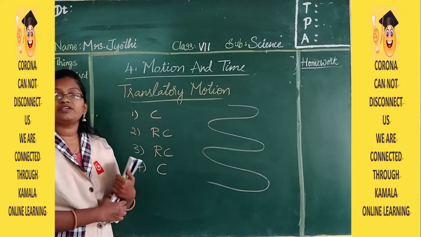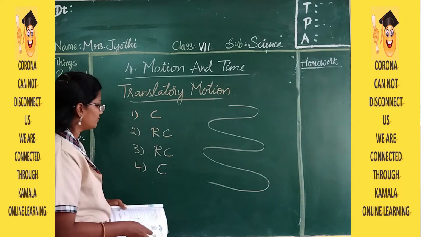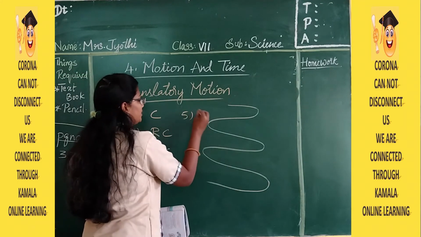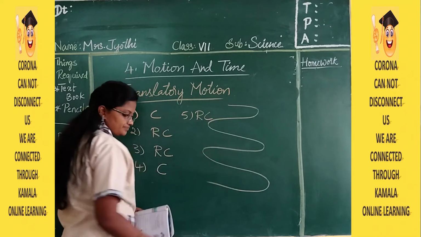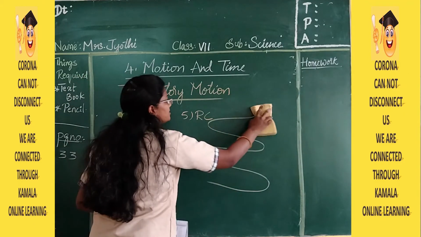So here straight lines we can see and curved lines also we can see. So the fifth one is RC.